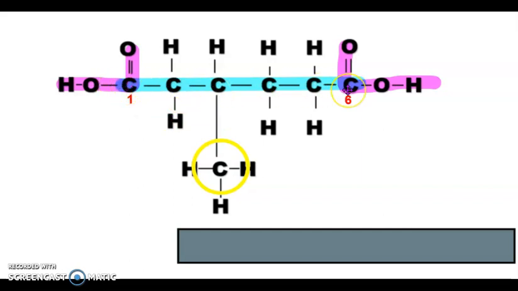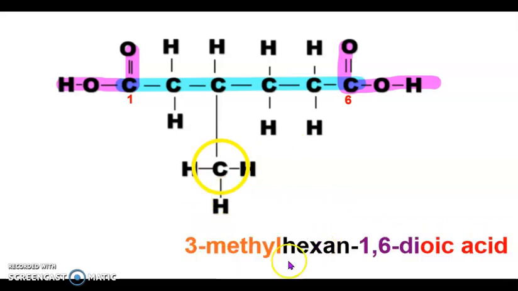Then it's hexane-1,6-dioic acid. We have to say di because now we have 2 carboxyl groups. And we have to then give the addresses of the carboxyl groups. If there's just one carboxyl group, we don't have to give its address. We just assume that is carbon 1. But if there are 2, then you need to give the address. So it's 3-methyl hexane, parent chain has 6, 1,6-dioic acid. Did you get it right?